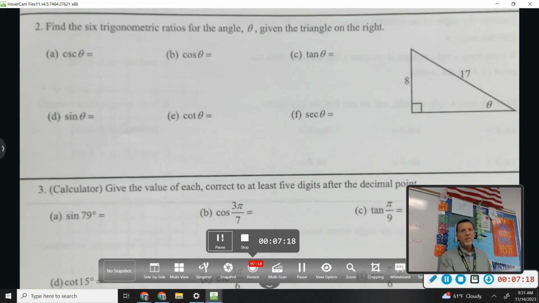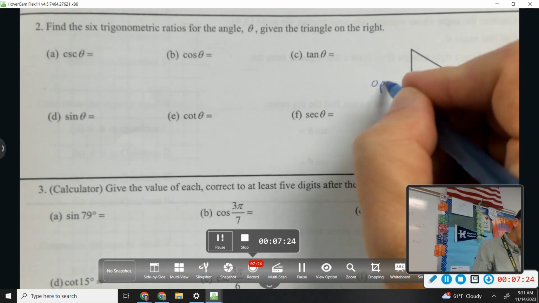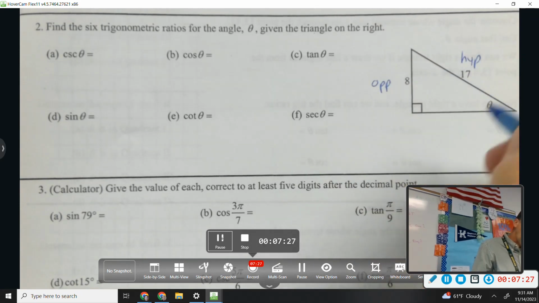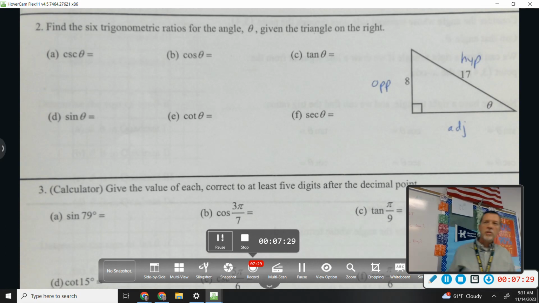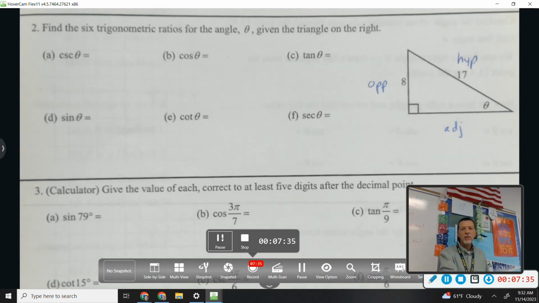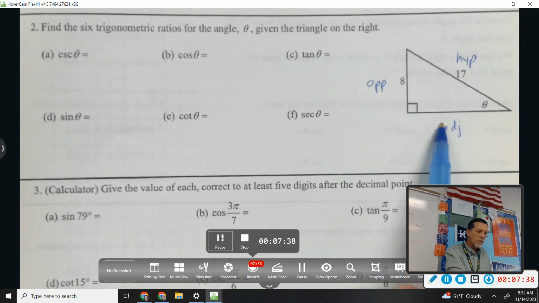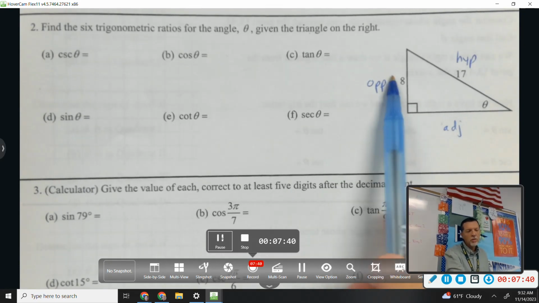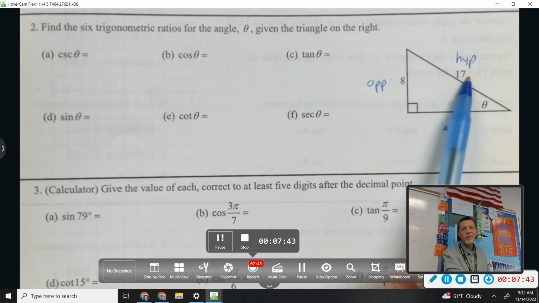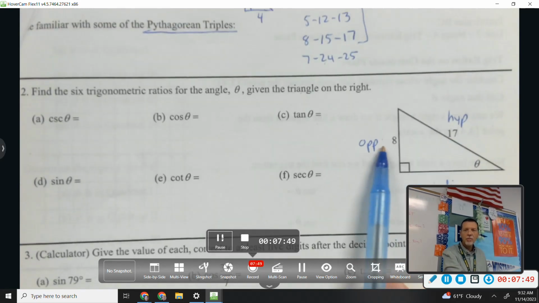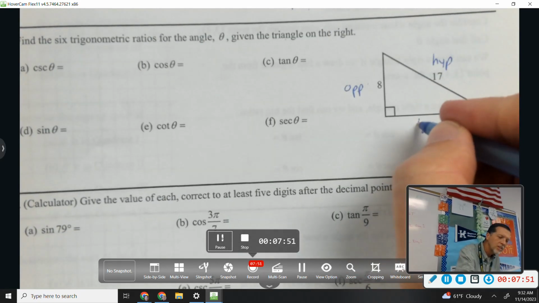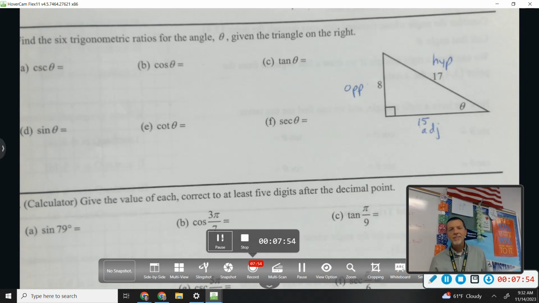Number 2. Find the 6 trig ratios for this angle. I'm going to label the pieces first. Probably many of you won't do that. You'll know what they are, but I'm less likely to make a silly mistake if I label opposite, adjacent, and hypotenuse. This time I'm missing adjacent, so I could do a squared plus b squared equals c squared, or I could look at those numbers and think, wait a minute, those look familiar. That must be an 8, 15, 17 right triangle. So I save myself a little time by knowing the Pythagorean triples.